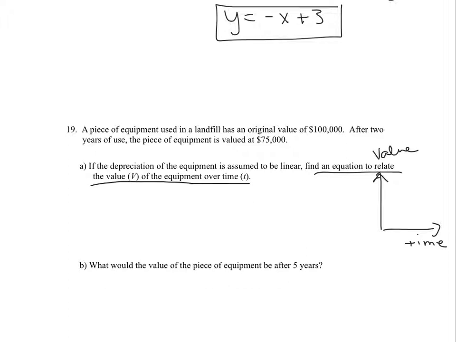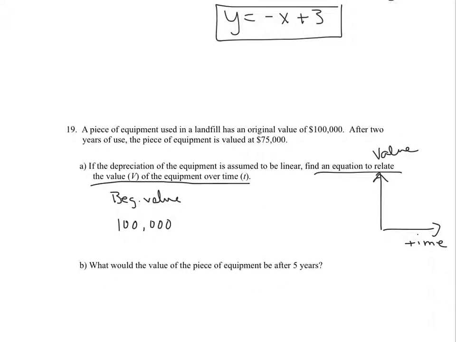So at the very beginning, time 0, we had a value of $100,000. So you might say that our b value was $100,000. Now that's if we wanted to put this into slope-intercept form. I don't think we necessarily want to do that. Instead, I'm going to start with this beginning value, which we know is $100,000.